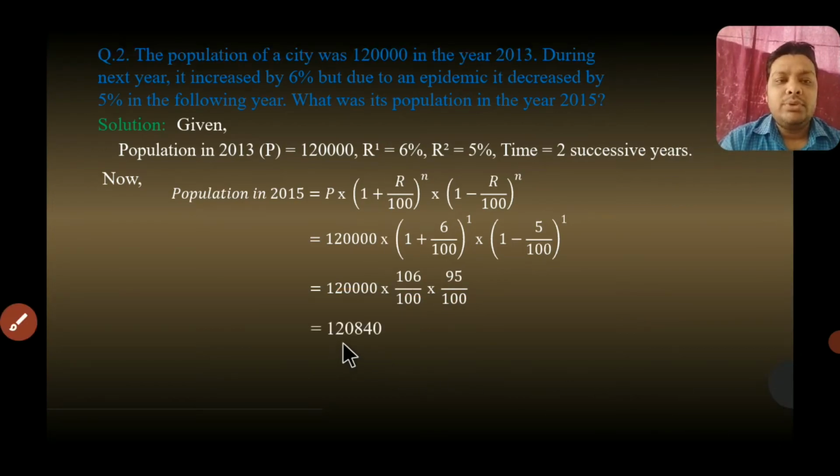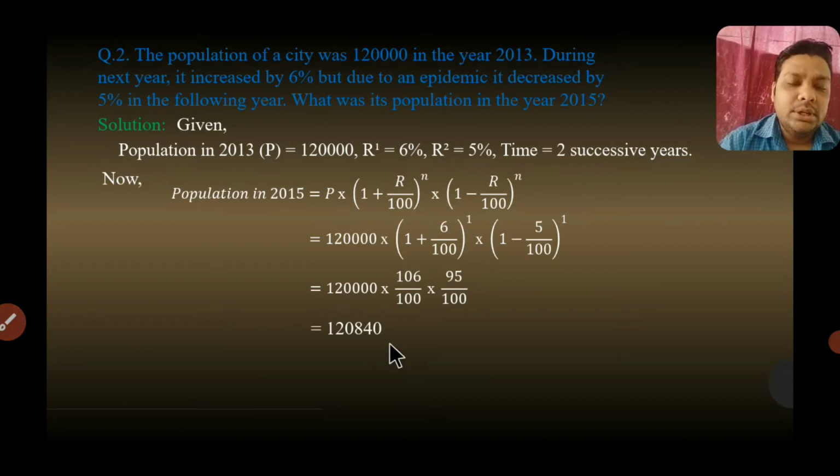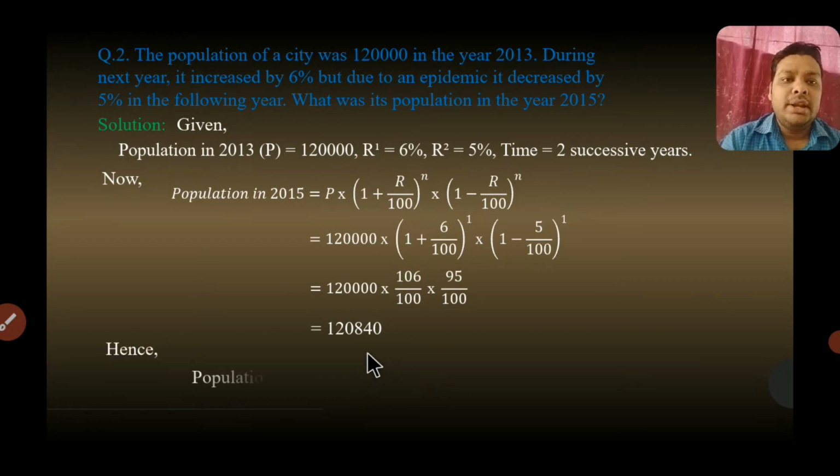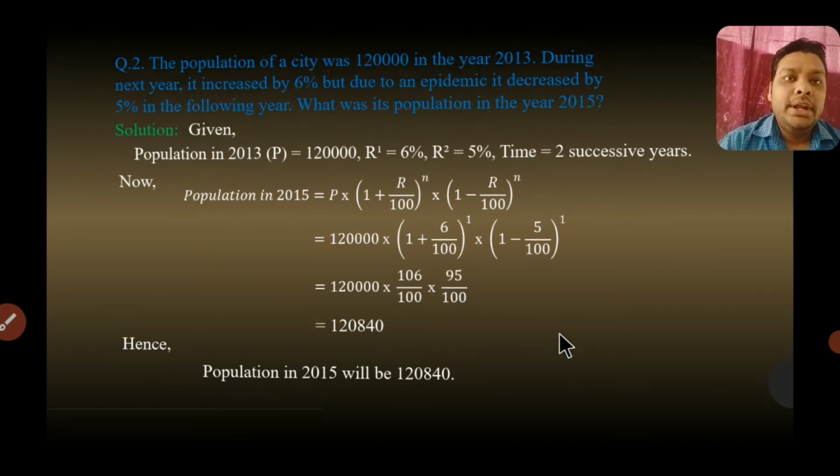1,20,840. So in 2015 the population of the city will be 1,20,840. Done. Okay, now next move to the next question.